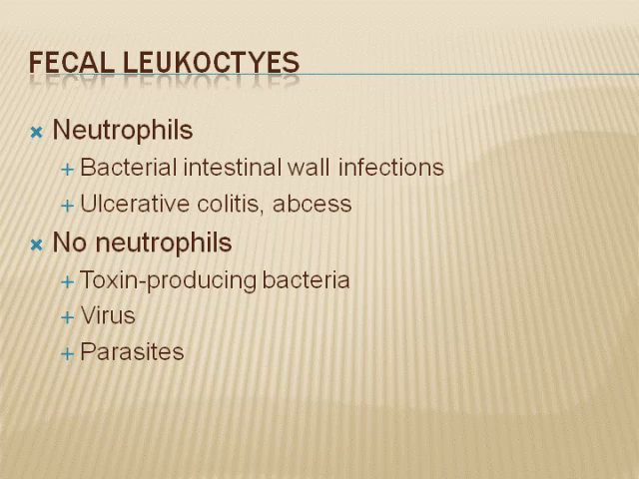Fecal leukocytes. If you see neutrophils upon examination, it indicates bacterial intestinal infections, ulcerative colitis, or abscess. If there are no neutrophils, generally you could still have an infection, because you could have toxin-producing bacteria. So the neutrophils are not going to show up. Also, viruses can cause many enteric diseases that are horrible, and some parasites, and you wouldn't necessarily see neutrophils.